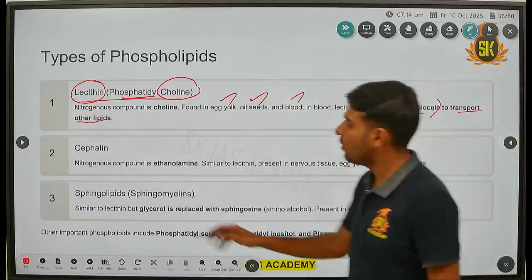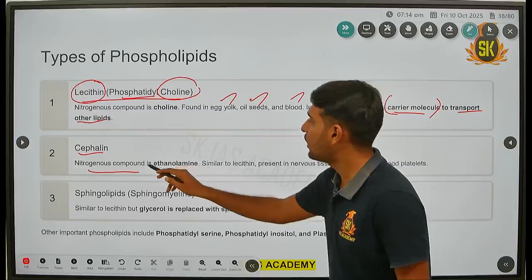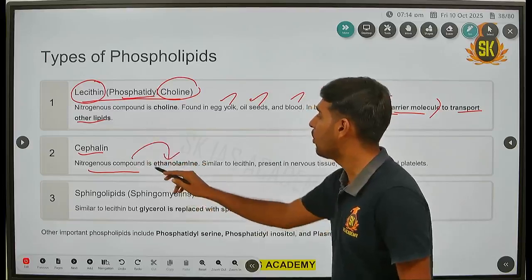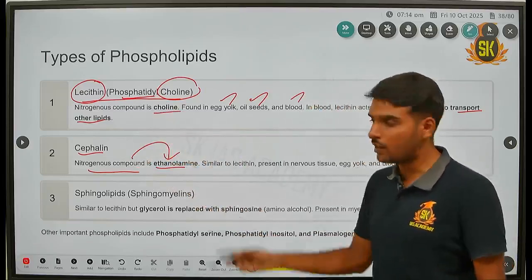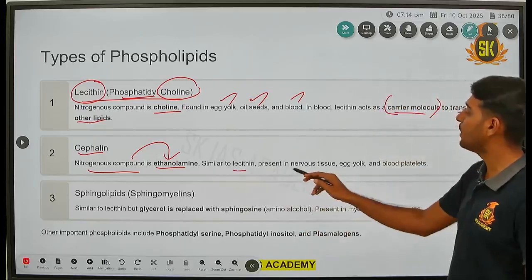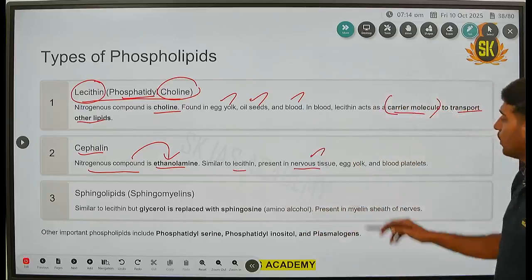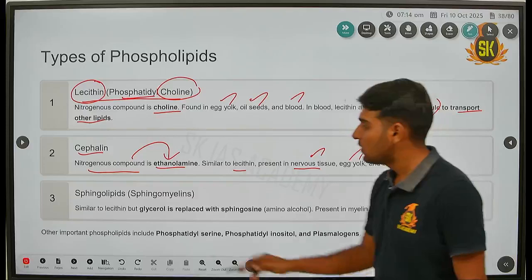Okay. Cephalin, again a nitrogenous compound, and the nitrogenous compound is ethanolamine. There the nitrogenous compound was choline, here it is ethanolamine. It is similar to lecithin. It is present in the nervous tissue, egg yolk, and blood platelets.